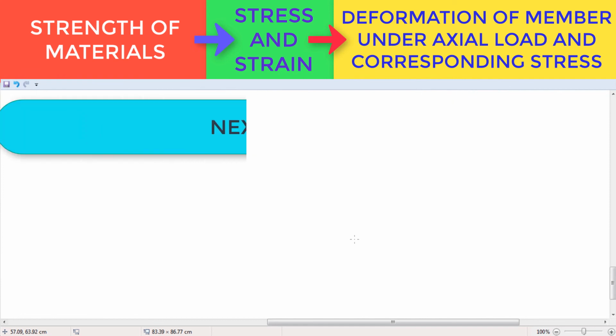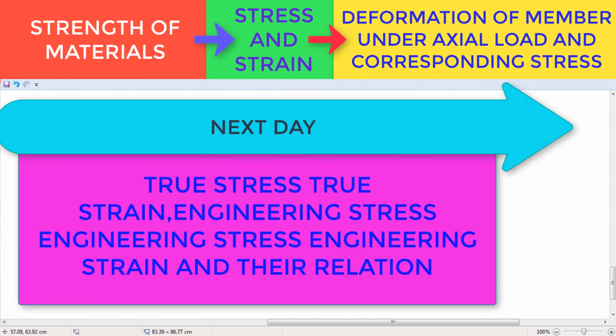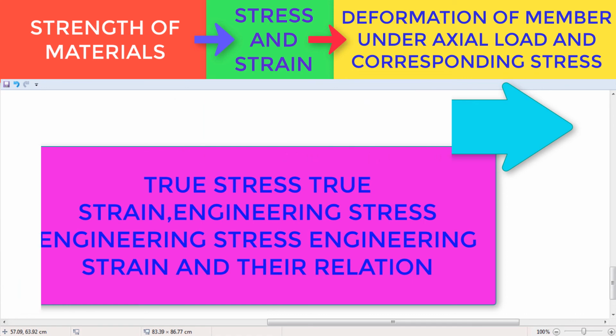So next day we will discuss true stress, true strain, engineering strain and their relation.